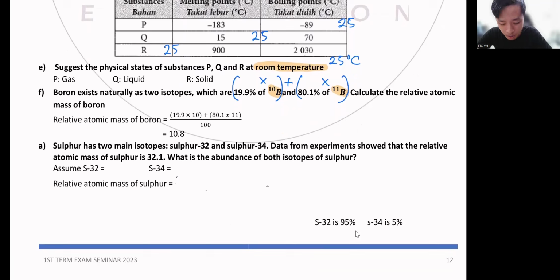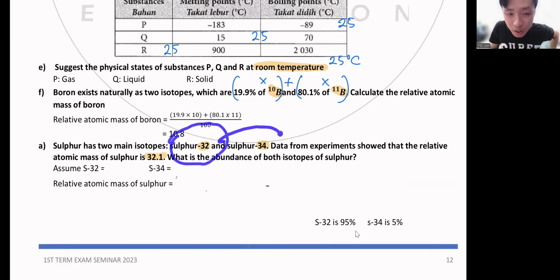Okay, so sulfur has two main isotopes, sulfur-32 and sulfur-34. This one is a bit tricky. For F, you can straight away find it. But for this one, they give you sulfur-32 and 34, and they don't give you how many percent. They give you 32.1, and they ask you how many percent of sulfur-32 and sulfur-34 it contains.